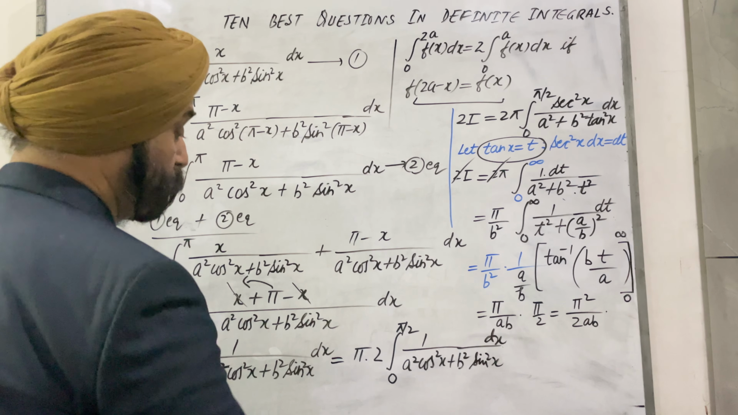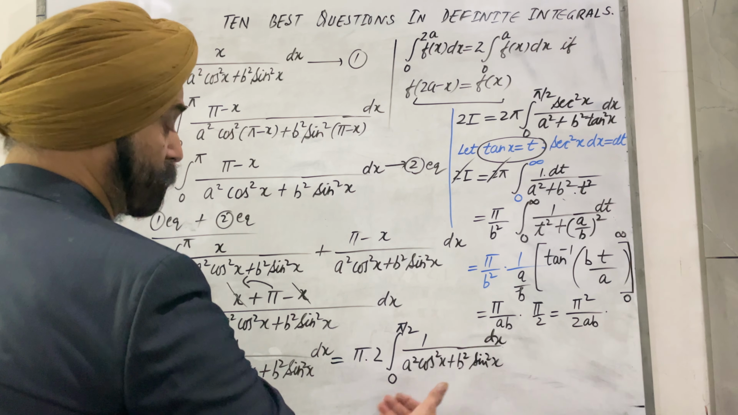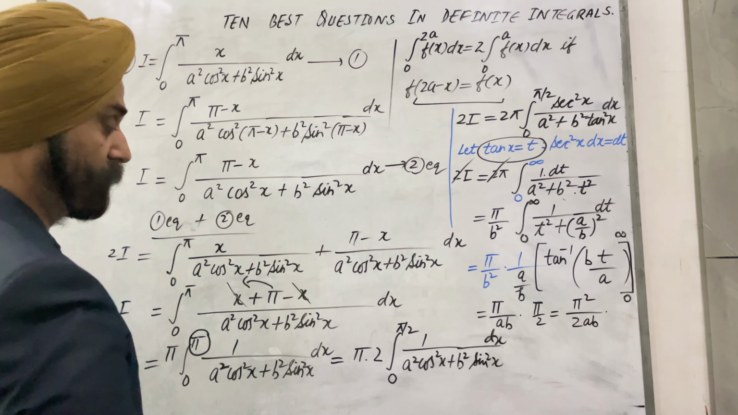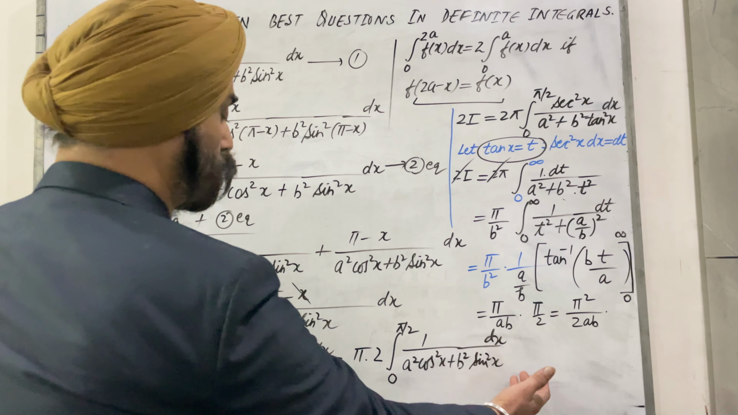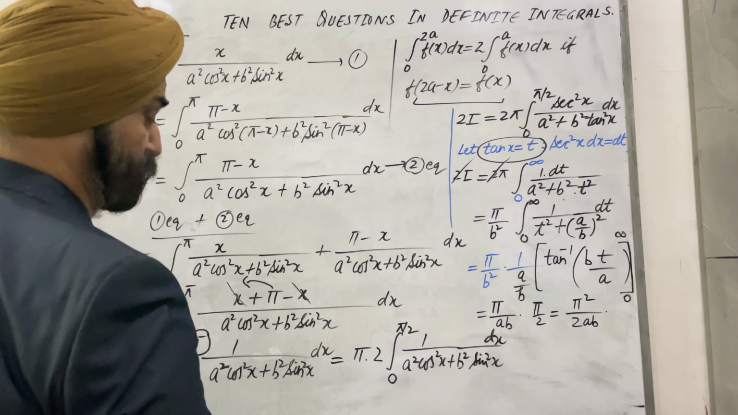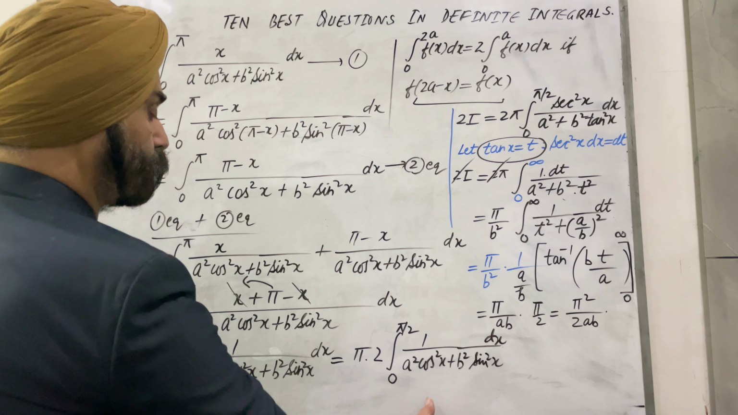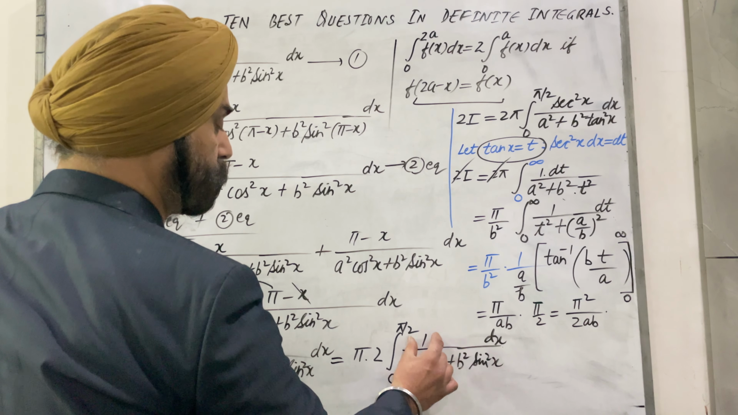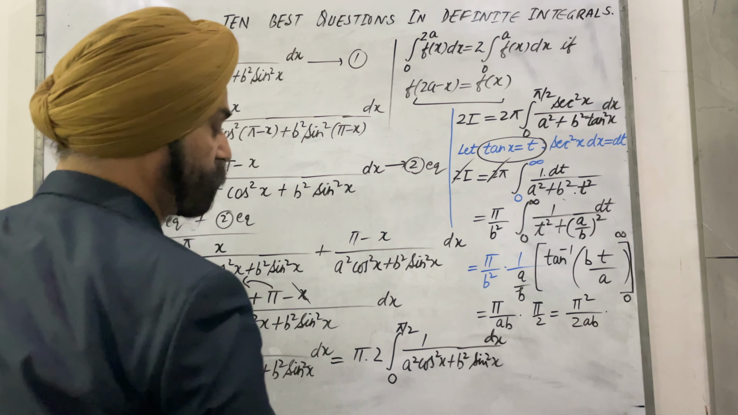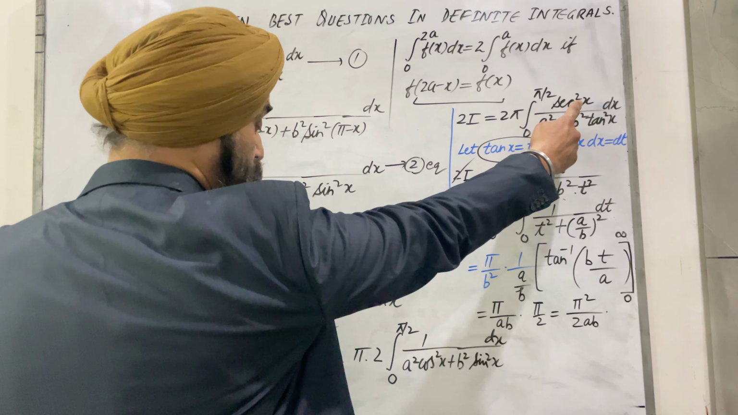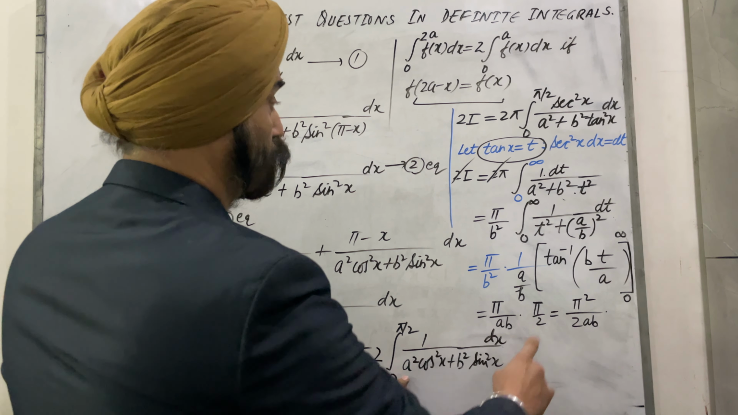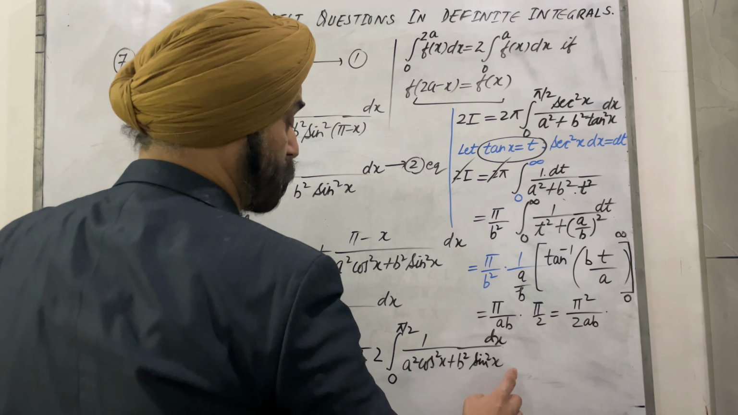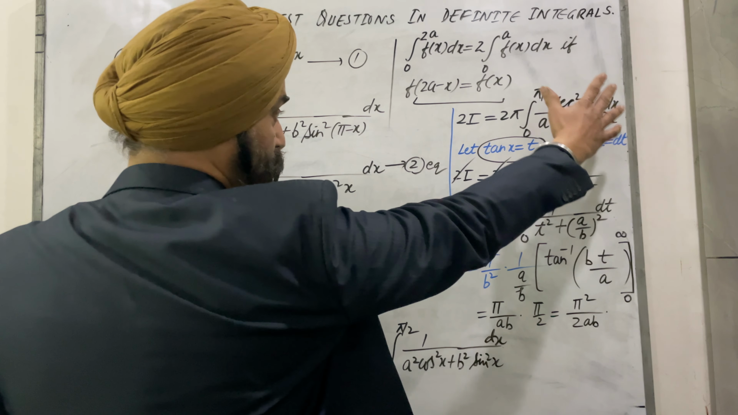So now if we wish to divide numerator as well as denominator by cos square of x, we can do that. Why? Because there is no point between 0 and pi by 2 at which cos square x, or simply cos x, becomes 0. So if we divide numerator as well as denominator by cos square of x, we get 1 upon cos square x, leading to secant square of x. a square cos square x divided by cos square x leads us to a square, plus b square sin square x divided by cos square x makes it tan square x.